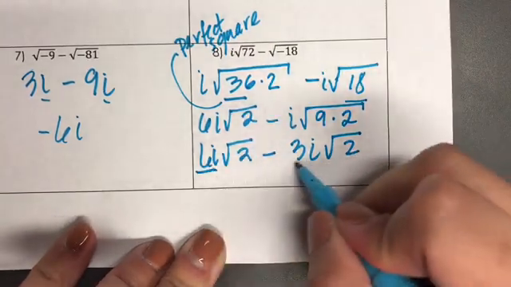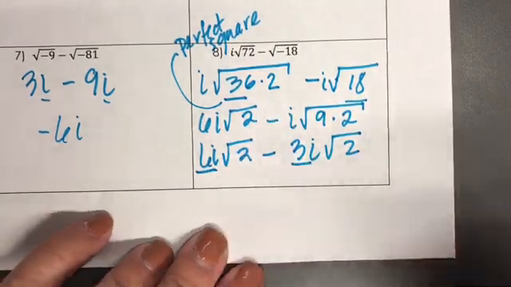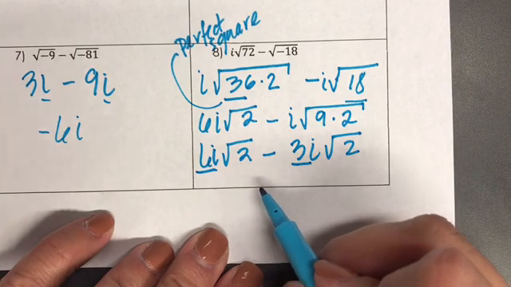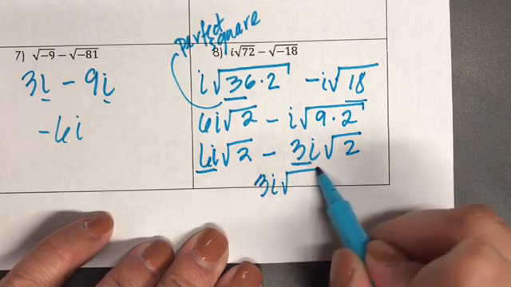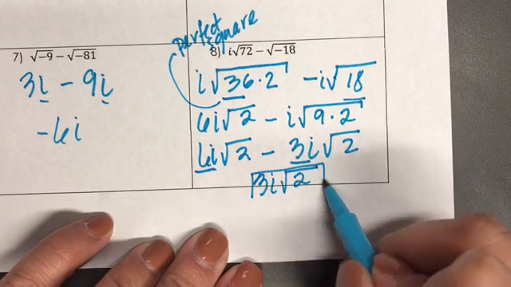We're going to collect like terms. We can only collect like terms when the roots are the same, so we're going to say 3i square root of 2. That is our solution.